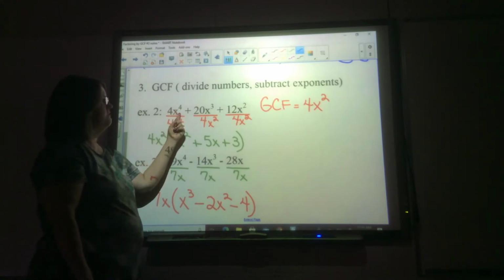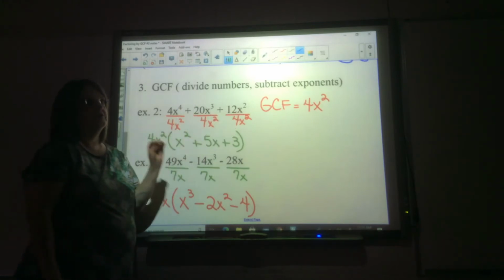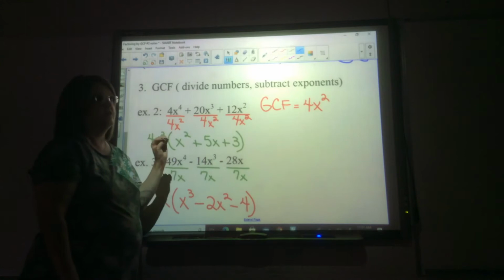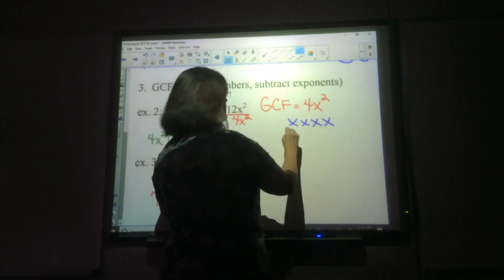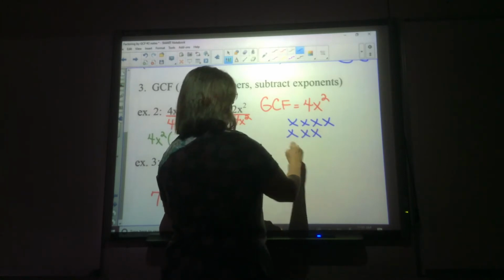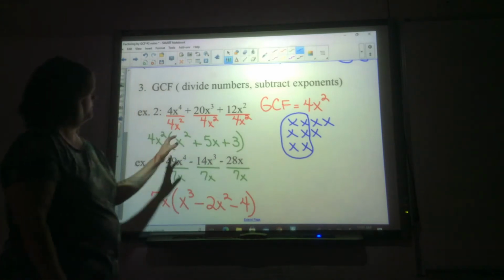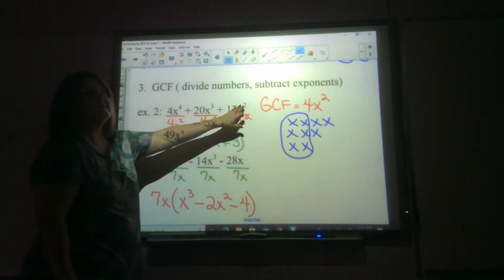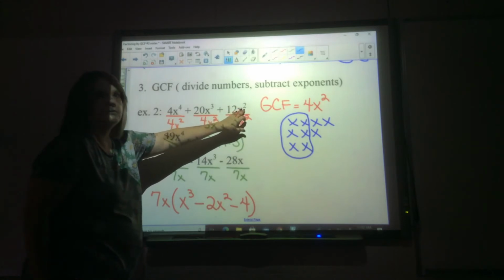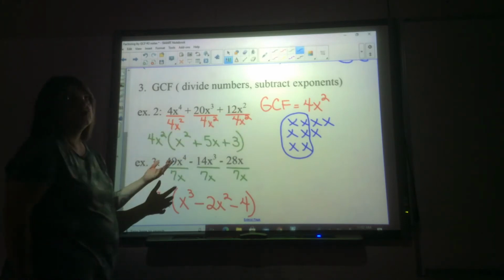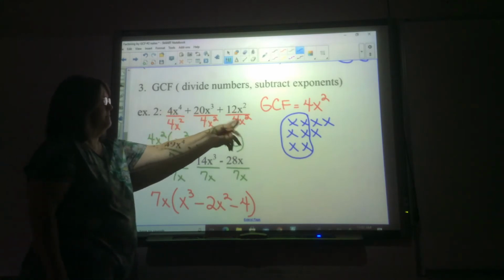Now I have x to the 4th, x to the 3rd, x squared. The largest variable that goes into all 3 of them is x squared. 4 x's are in the first term, 3 in the second, and 2 in the third. 2 of them is what they have in common, so x squared, which is the lowest exponent. It's the largest GCF, but it's the variable with the lowest exponent, which is going to go evenly.